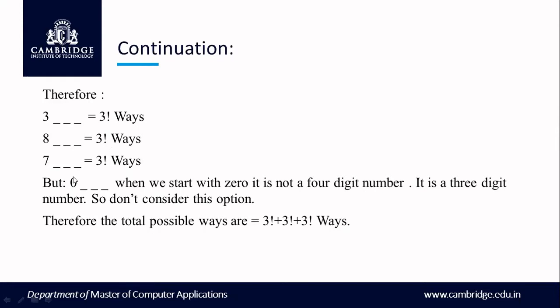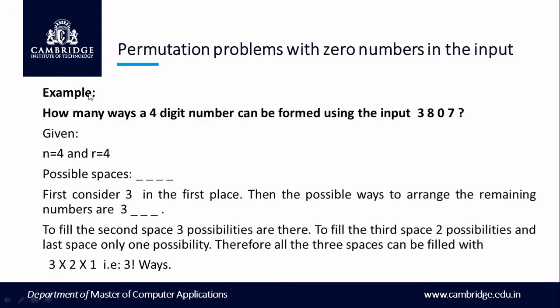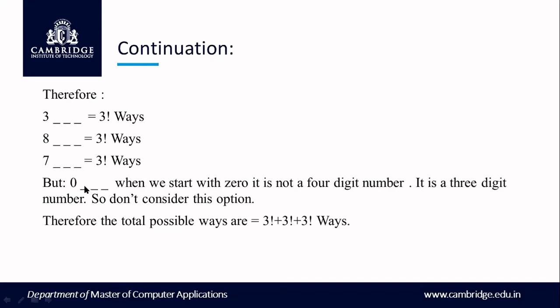When you start with 0, what happens is it is not a 4-digit number, because when you start with 0, only the 3-digit number is taken into consideration. It becomes a 3-digit number. So don't consider this option, because in the question they have asked how many ways a 4-digit number can be formed. But here when you start with 0, only a 3-digit number is possible. Therefore, the total possible ways are 3 factorial plus 3 factorial plus 3 factorial ways.